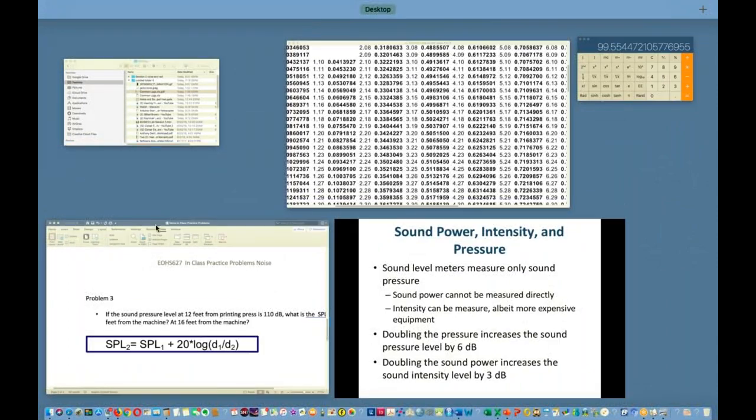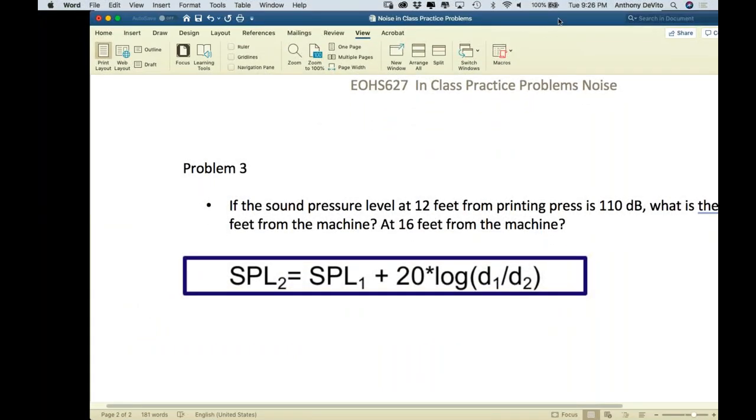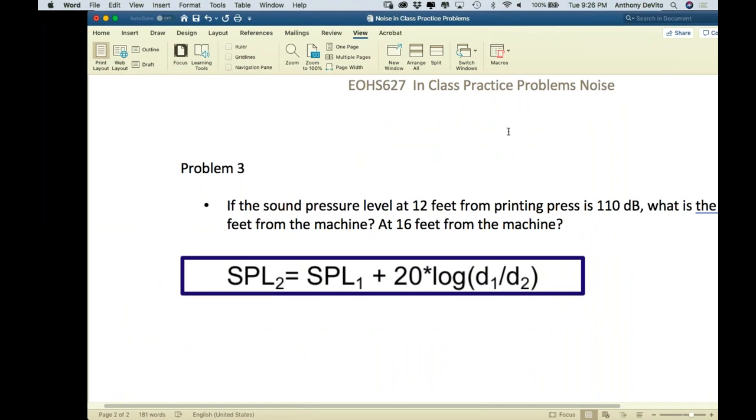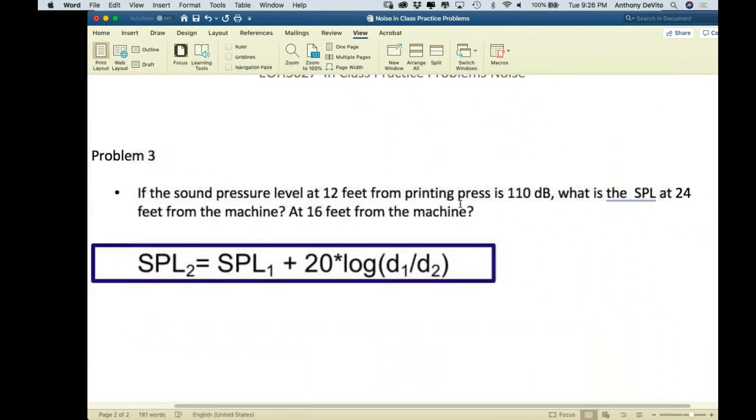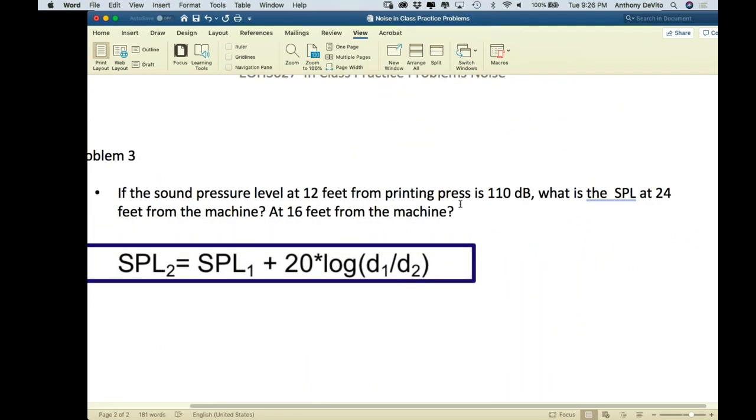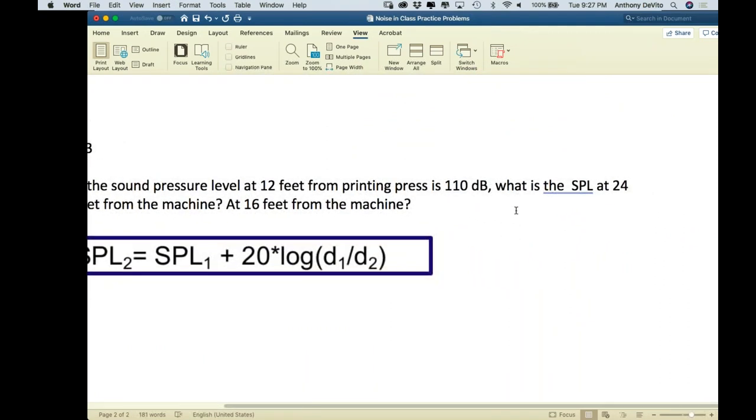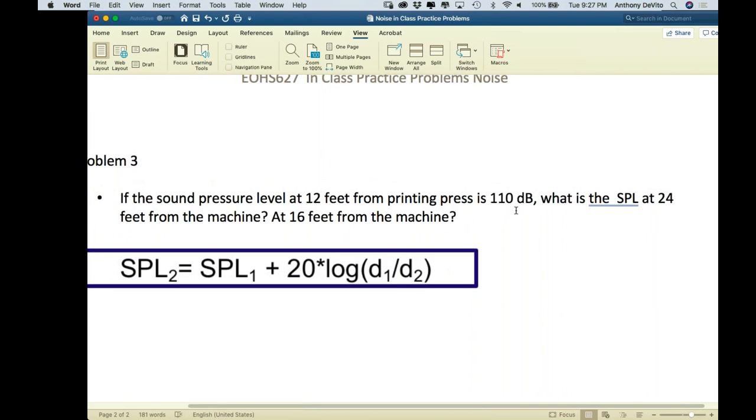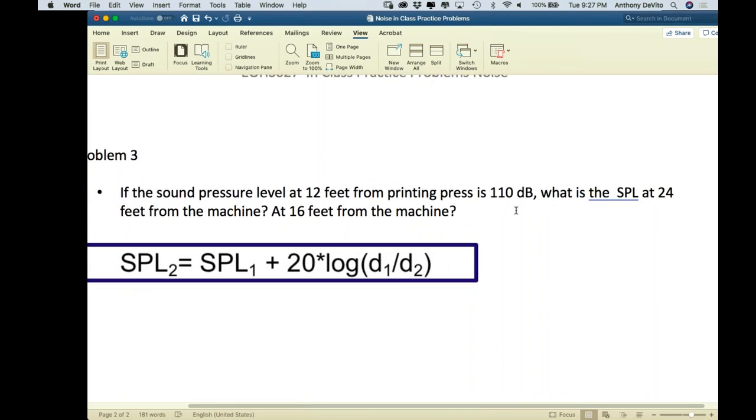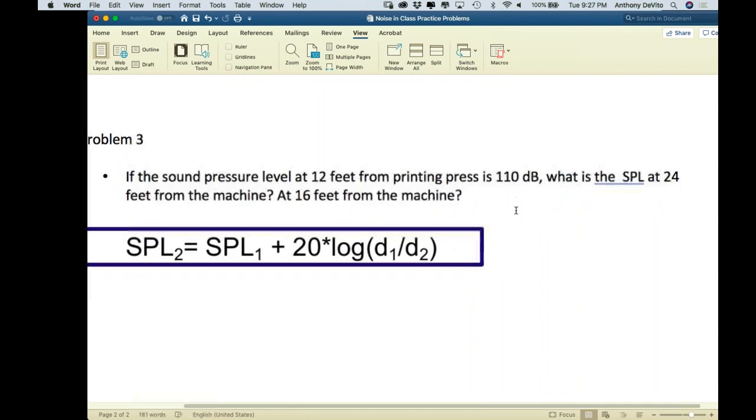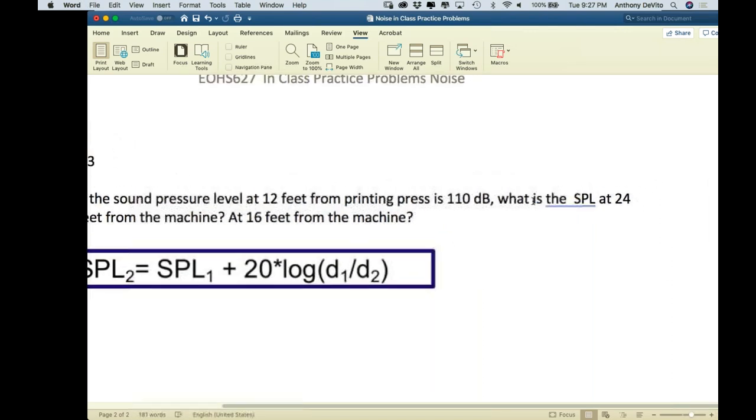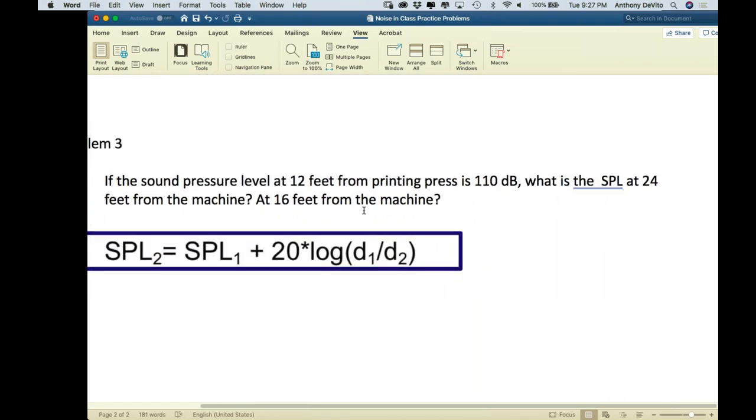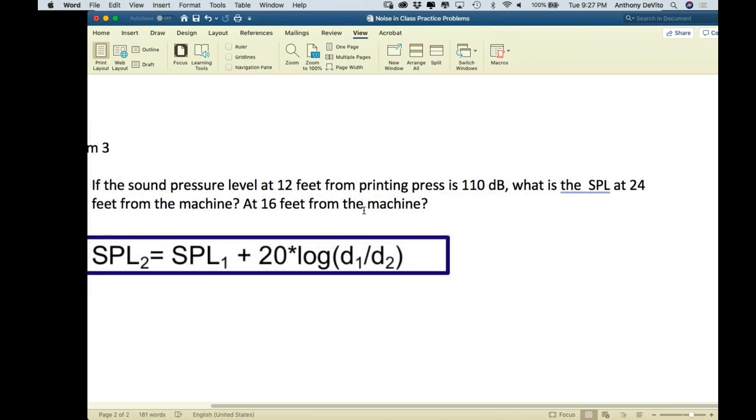Let's go back to our calculation sheet. Problem number 3. If the sound pressure level at 12 feet from a printing press is 112 decibels, what is the sound pressure level at 24 feet from the machine? Double the distance. Or again, we'll do it again, 16 feet. So I'm increasing the distance. The sound pressure level at 12 feet away from the printing press is 112 decibels. How much protection am I giving that worker if I double the distance to 24 feet? And how about if I only increase it to 16 feet? Let's start with 24 feet.